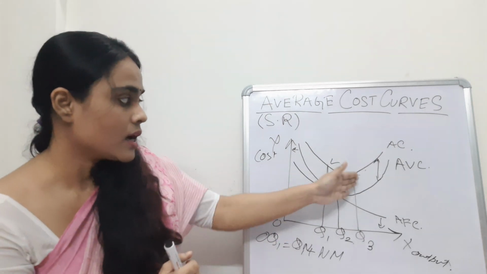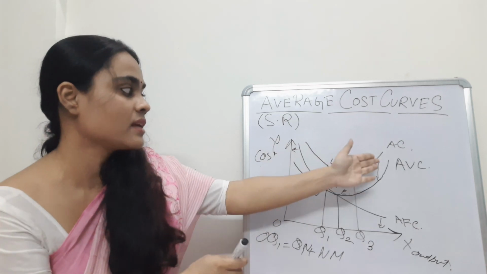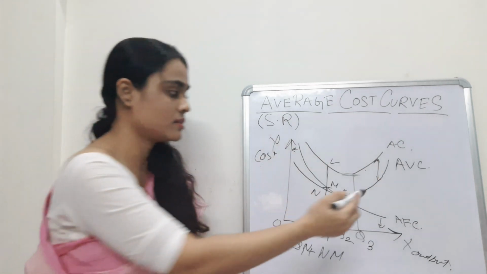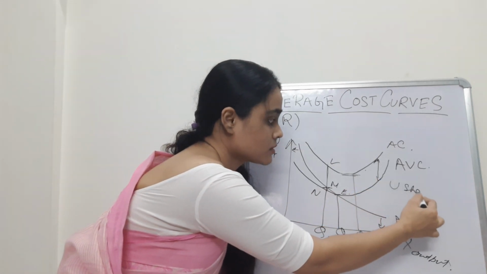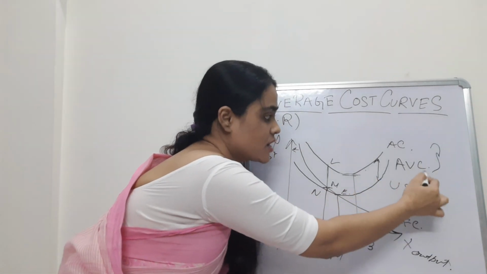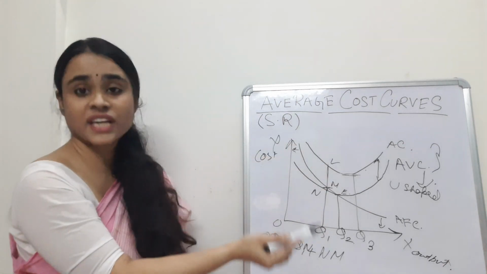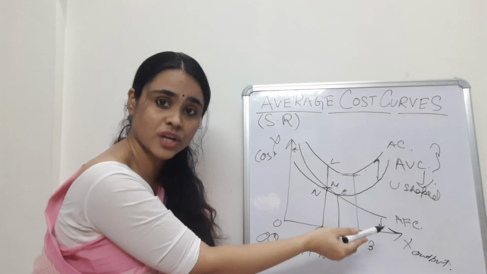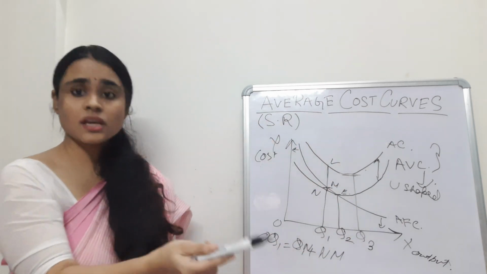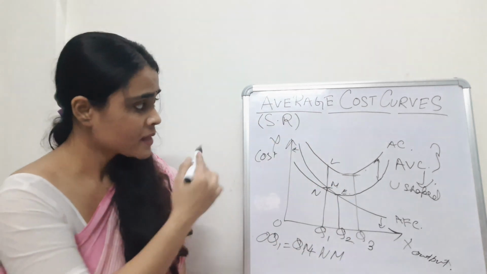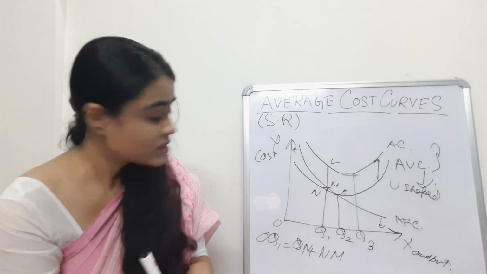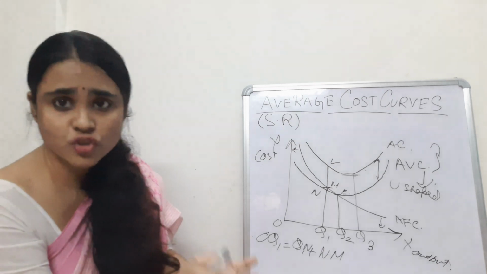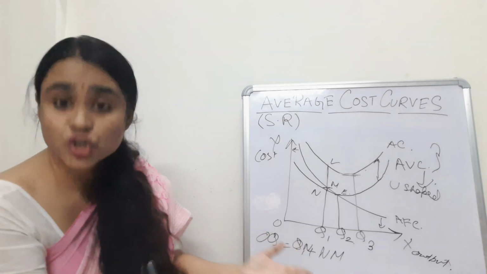So this is one. The second characteristic is that the distance is decreasing, and the shape of this curve is U-shaped. Both of these are U-shaped because the characteristics are almost the same. The reason AVC is U-shaped is the same reason the average cost curve is also U-shaped. So these are the behaviors of the average cost curve in the short run.